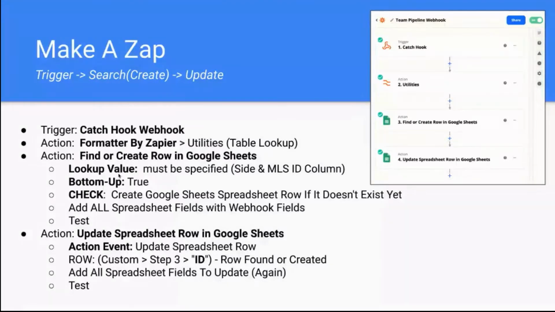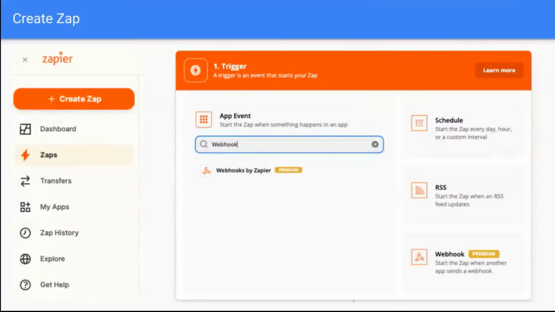Basically, we just need a lookup field. We need to search a direction, either bottom up or top down. Said that backwards. And then check to see if the data doesn't exist, how you want to deal with it. And then we map all the fields. So let's go ahead and go through this process. It's not hard. It is just a process.